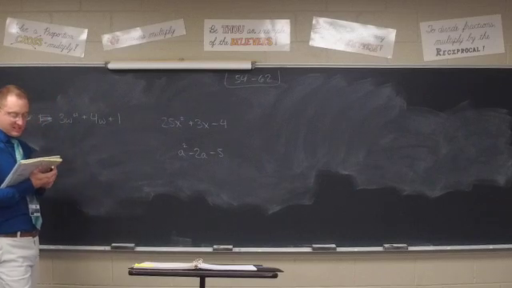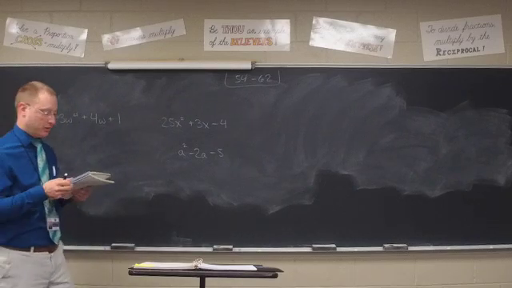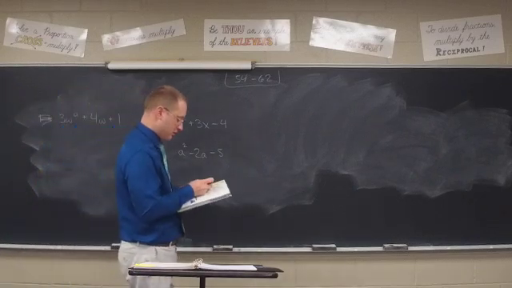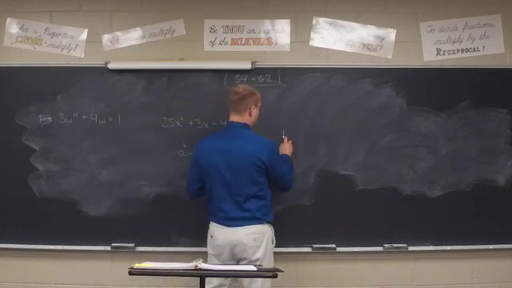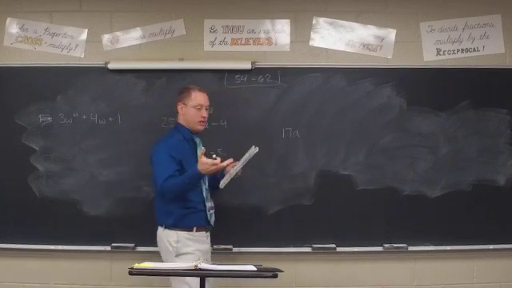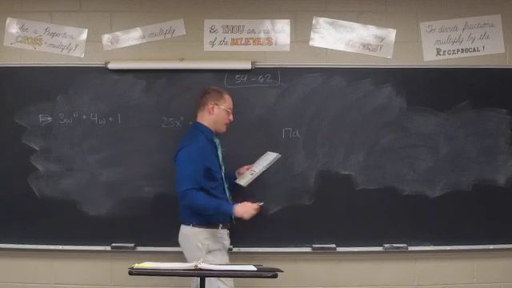Looking at number 57, what can combine together here, Luciana? 5b and 12b, to get? 17b. And the negative 3 has no friends. Where do I put it? At the end.